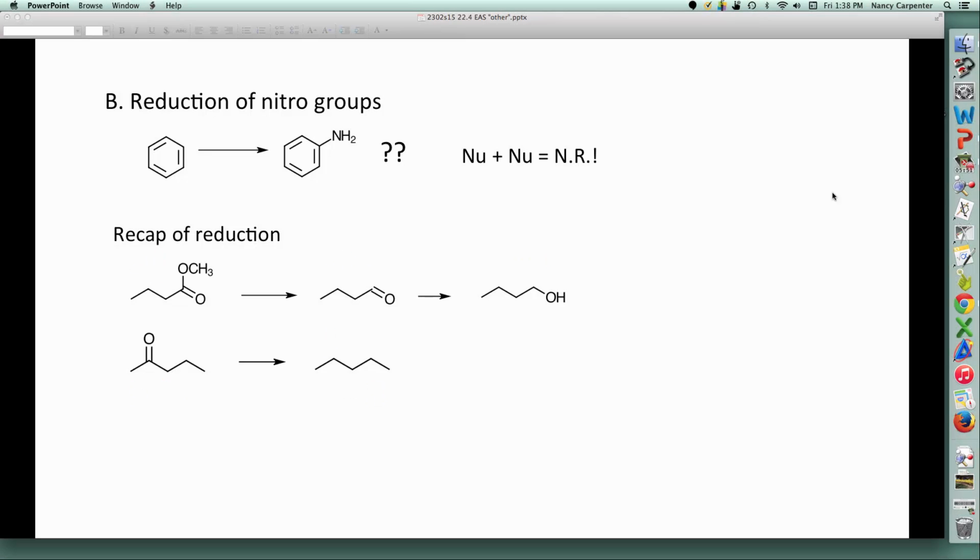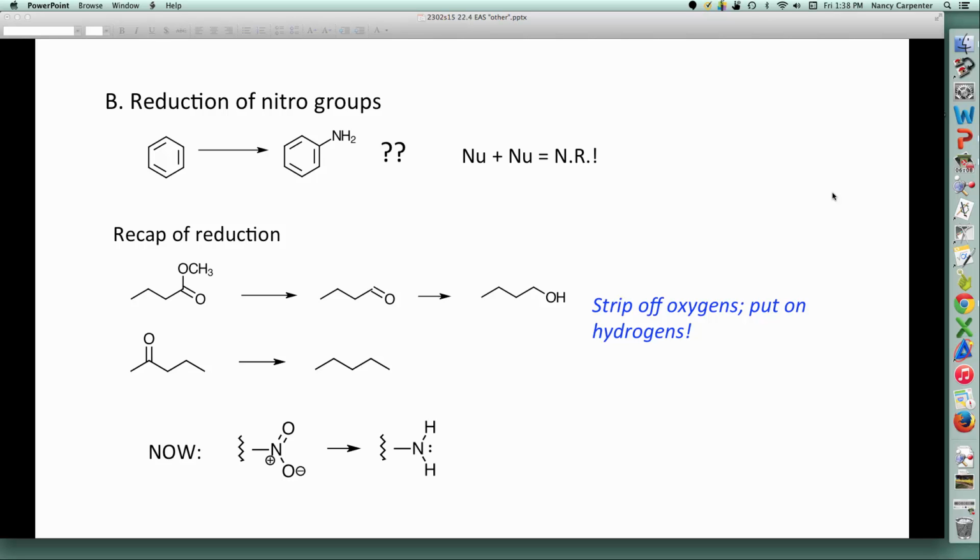So, what do we use to do this? Well, I don't know what we use to do it yet. All I know is that what it amounts to is ripping off those oxygens somehow or other and replacing them with hydrogens. That's what reduction is in organic chemistry. Now we're going to do that where we rip the oxygens off of a nitro group and replace them with hydrogens. That is definitely a reduction.